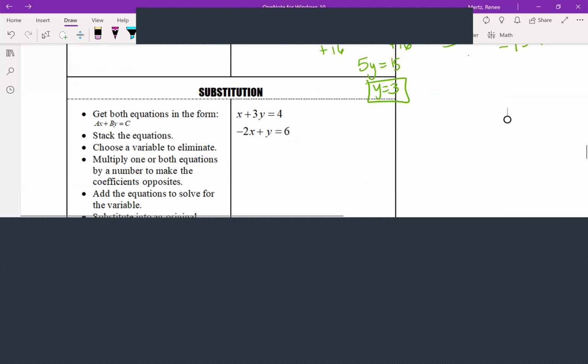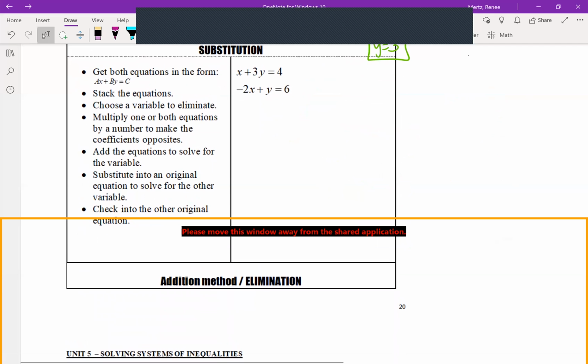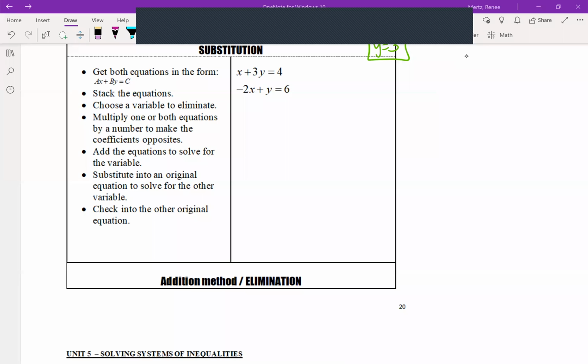The second way we learned was with the addition or the elimination method. So when we do that, we first want to get both equations in the form of ax plus by equals c. Stack them, choose a variable to eliminate. We want the coefficients to be opposites. So if I'm looking at this one, I find it easiest to eliminate x by multiplying by 2. So I get 2x plus 6y equals 8. Remember to distribute the 2 to all 3 pieces. That's the most common mistake.